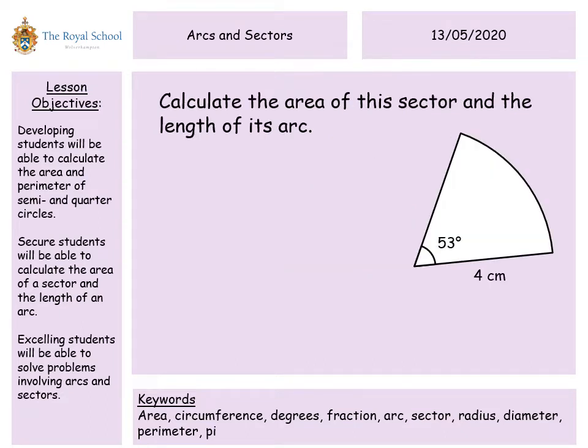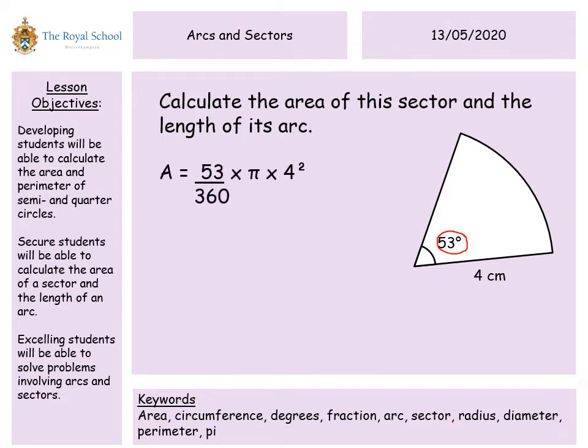So can we then calculate the area of this sector and the length of its arc? So remember, area is pi times the radius squared, but in this case we didn't have a full circle, we had our 53 360ths of a circle. So that's going to be our starting point here, our regular area of a circle formula, but times by 53 360ths to find that particular fraction of it.